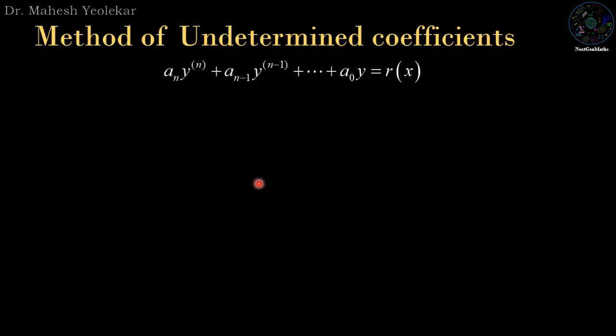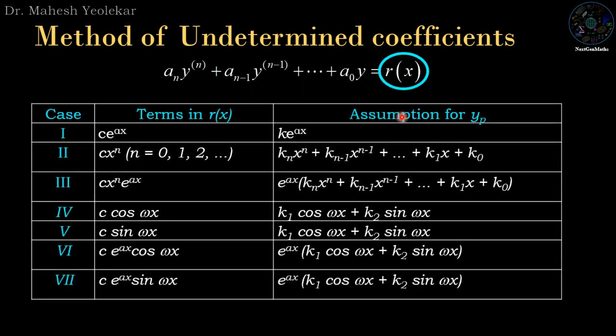Now, the method of undetermined coefficients depends on the right-hand side function R(x). This is the important table for undetermined coefficients. If R(x) is of the form e^(ax), then the corresponding assumption of yp is k times e^(ax). Here k is called the undetermined coefficient, and our aim is to find the value of k. If R(x) is a polynomial of degree n in x, then the corresponding assumption is k_n x^n + k_(n-1) x^(n-1) + ... + k_1 x + k_0.